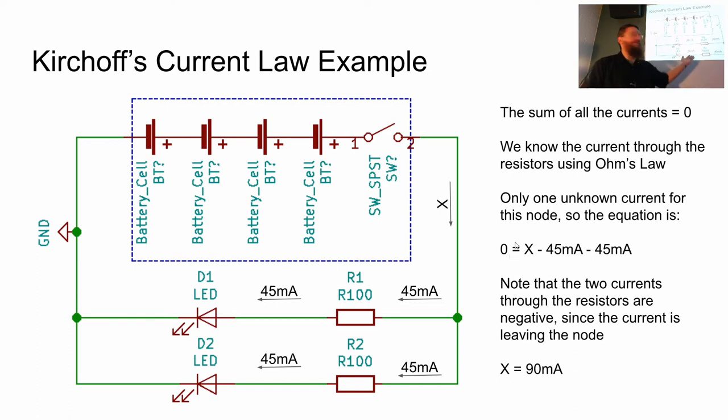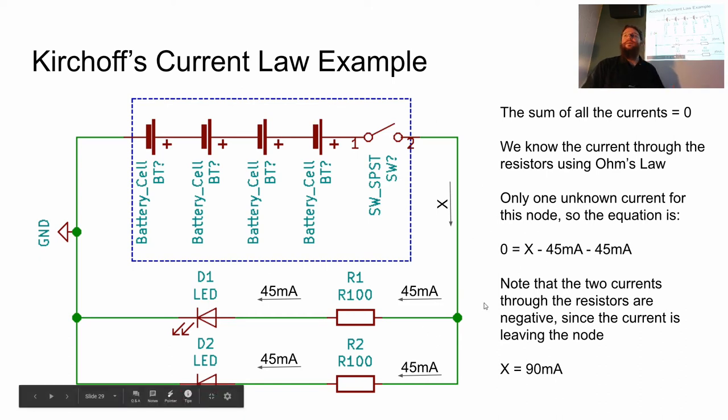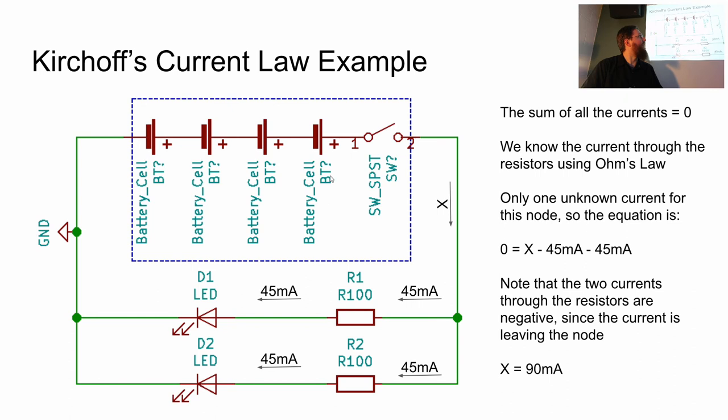Oh well, so does that kind of make sense to everybody? That current in equals current out for any node. And this is very helpful because you can measure the current on some things, but it may not be practical to cut open your circuit and measure it everywhere. So if you can calculate it with Ohm's law by measuring voltages, then you can figure out the total current that's being drawn on your battery.